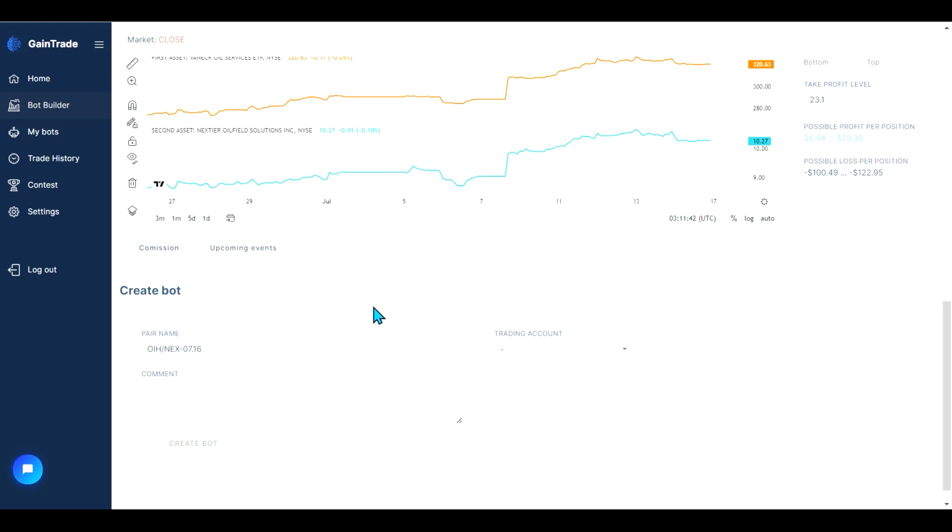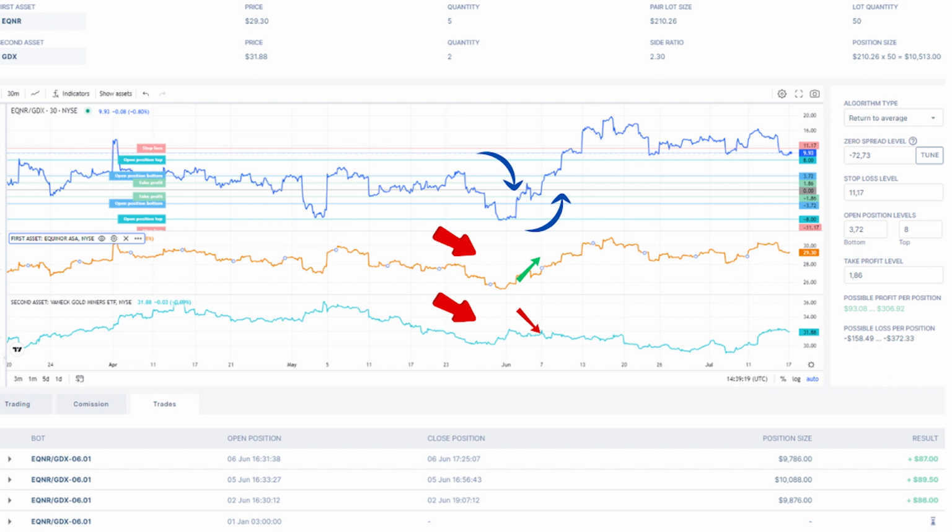Now that you have set up all the parameters for the bot, all you have to do is create the bot, and it will execute the trades for you. Let's look at some examples of pair trades that the AI bot has identified and executed for profits.